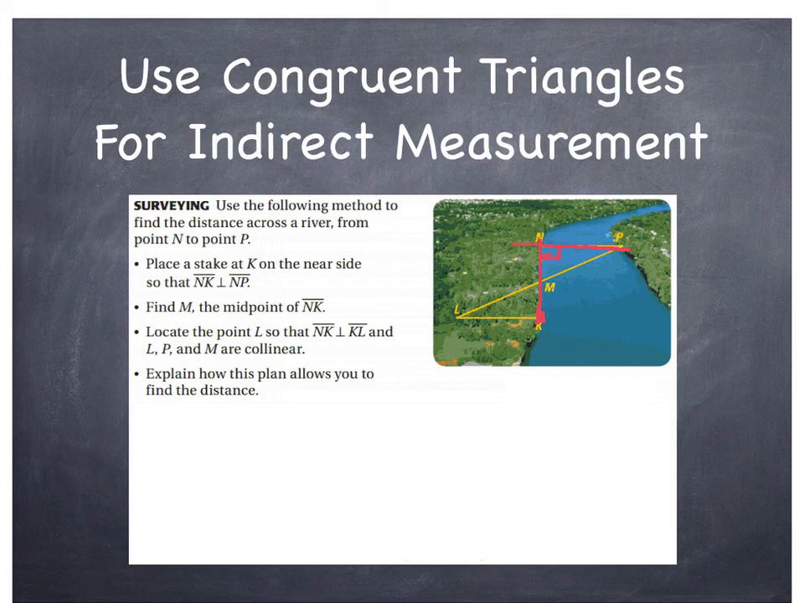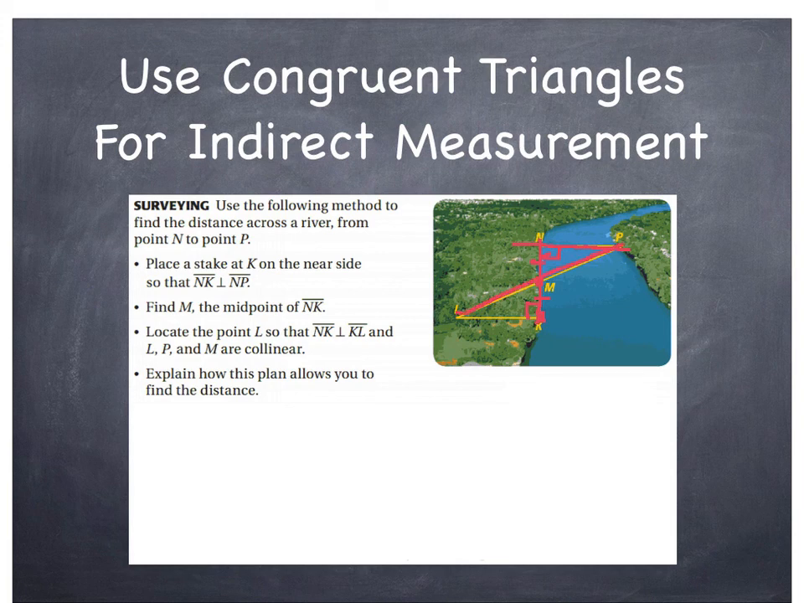Now we're going to find the midpoint of that new segment. We're going to call that midpoint M. So we know that those two little pieces are congruent to each other. Now we're going to locate point L so that LK is perpendicular to NK. So we're going to have a right angle right there. What we're going to find is that points L, M, and P end up being collinear. So we can actually draw a line from L to P.